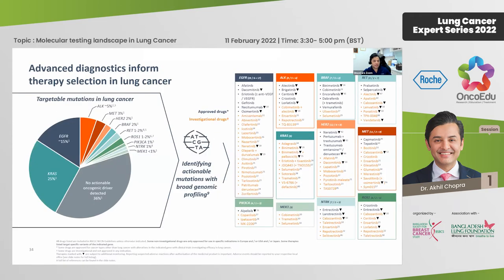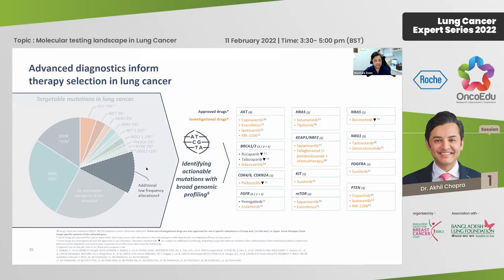This is just one study that looked at all the genomically driven drugs available for the treatment of lung cancer, in which 36% of the time we did not find a driver mutation. But for all the rest of the mutations, there were multiple drugs either already available commercially, which are highlighted in black, or under investigation, which are highlighted in yellow. So you can see what a huge list of targeted drugs there is just for the treatment of lung cancer. Really a very exciting phase. It makes it very difficult for oncologists like us to keep track, but very good for our patients.